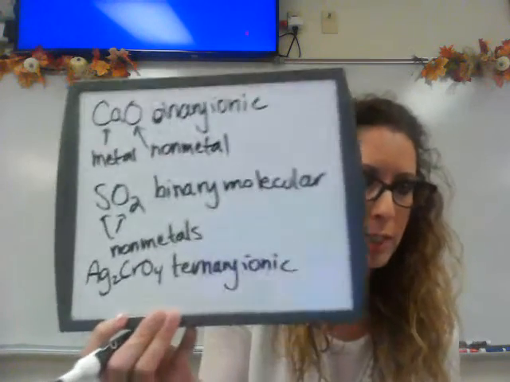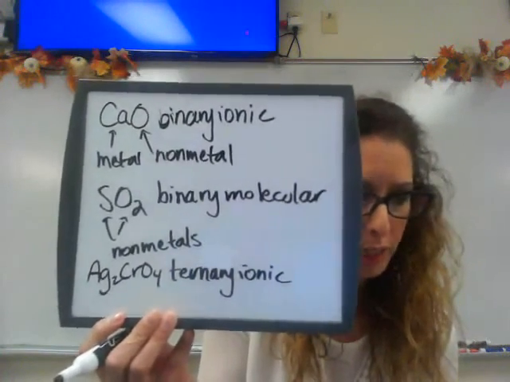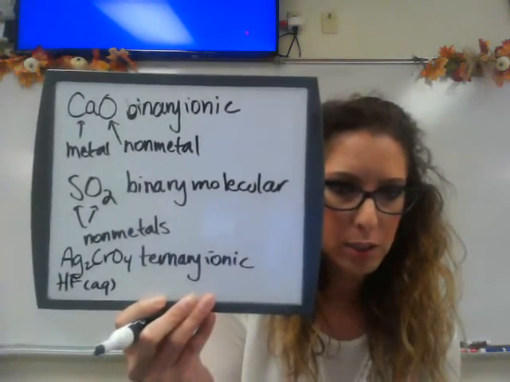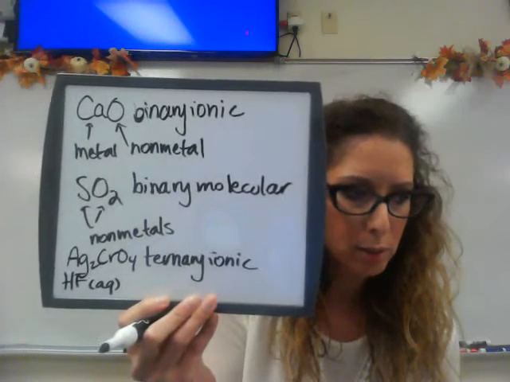Then you've got D, which is hydrofluoric acid. It's HF with an AQ after it. Remember, when you have something beginning with hydrogen and it's dissolved in water, it's probably going to be an acid. So this is hydrogen followed by another non-metal, so this is a binary acid.